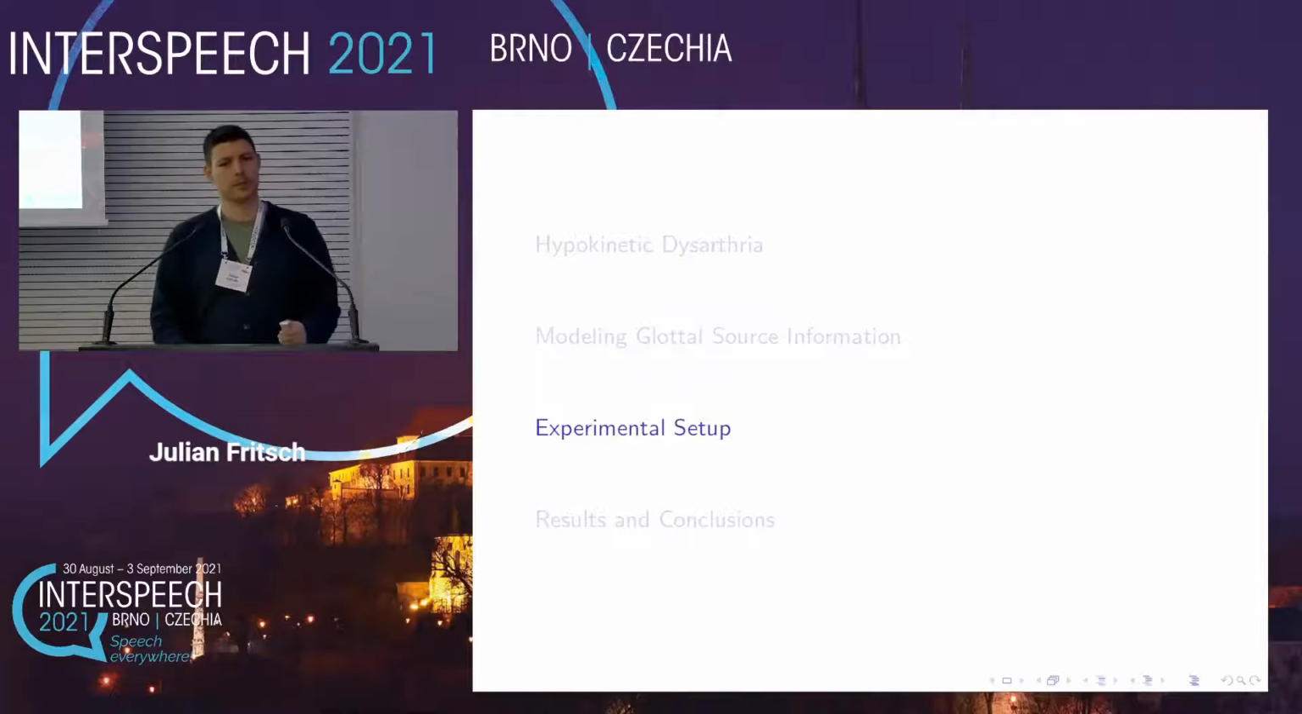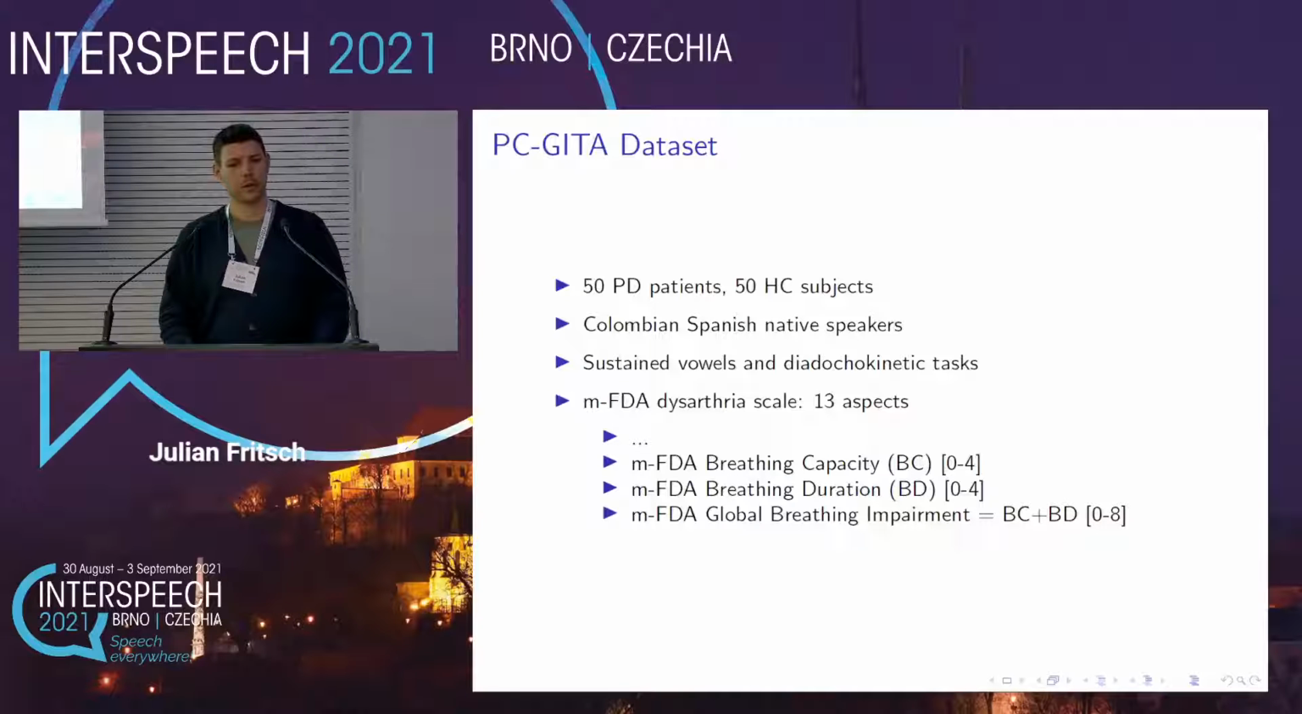Moving on to the experiments that we conducted. So we work on the PC-GITA dataset, which has 50 Parkinson's disease patients and 50 control subjects that all speak Colombian Spanish natively. And out of the dataset, we only took the tasks of sustained vowels and diadochokinetic tasks. And the labels we are working on are from the dysarthria scale, where speakers are evaluated on 13 aspects, of which some are lip movement, palate and velum movement, monotonicity, but they were also evaluated on breathing aspects.